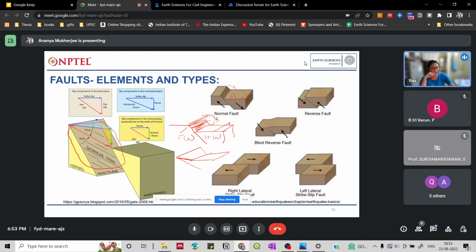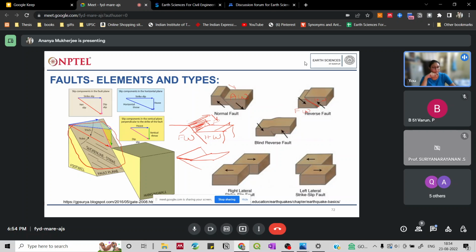Okay, now if this is a fault plane, over here the hanging wall has moved on top and the foot wall has moved downwards. Now over here again the movement is along the dip direction only. Like the dip is downwards but the movement is upwards, but it's still parallel to the dip, so this would also be a dip slip fault.